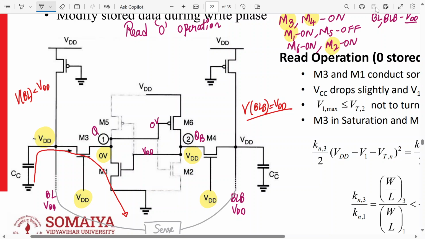M1 should be stronger. And why so? Yes, to discharge fast. That is correct. So M1 should be stronger as you are saying, right? But what if M3 is stronger? If someone has not taken care of it and M3 is stronger, what will happen then?